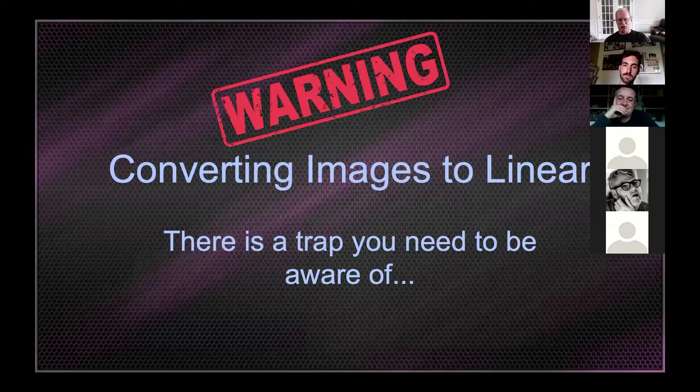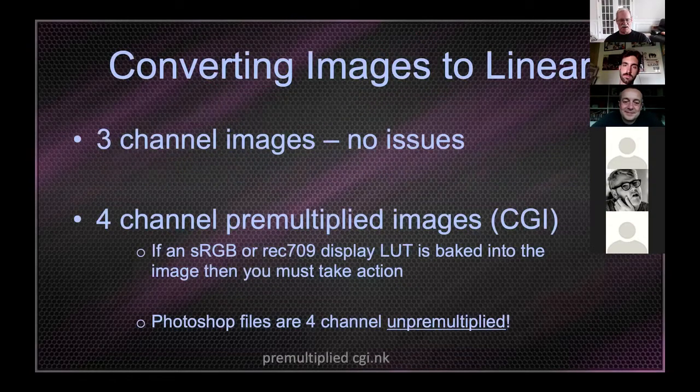However, there is a trap you need to be aware of when converting images to linear. Okay, and there's no problem with 3-channel images, but with 4-channel premultiplied CGI, because they're going to give it to you as a TIFF or a Targa, maybe EXR, I don't know, depending on where you're working. But if it comes at you with a LUT baked into it, then it has to be taken out. Okay, and you have to be careful. Remember earlier I was telling you about the premultiply thing? The CGI is premultiplied. If I do a color space conversion on the premultiplied CGI, I got troubles. So the warning is, for CGI, you have to first unpremultiply it, then convert it to linear, then premultiply it, and off you go.